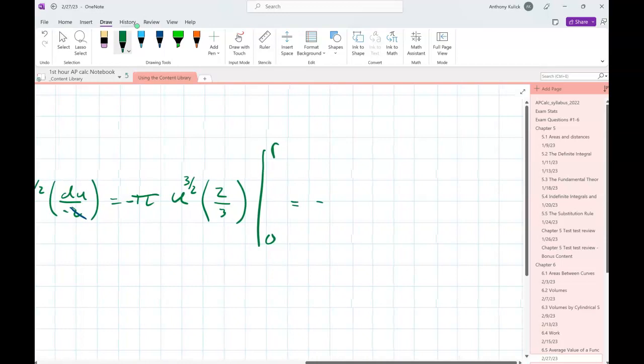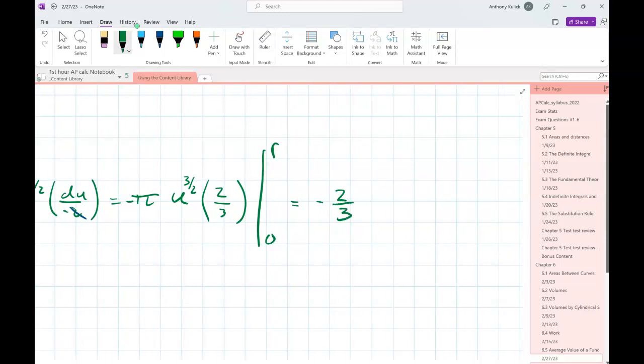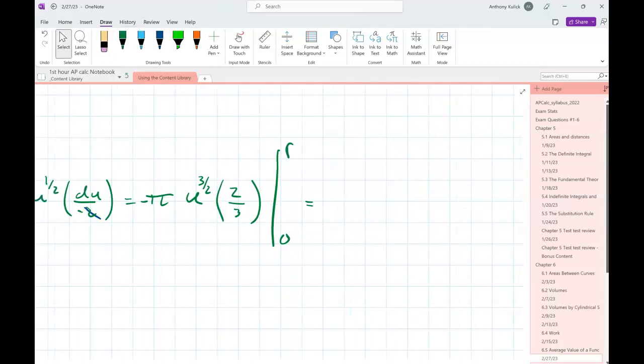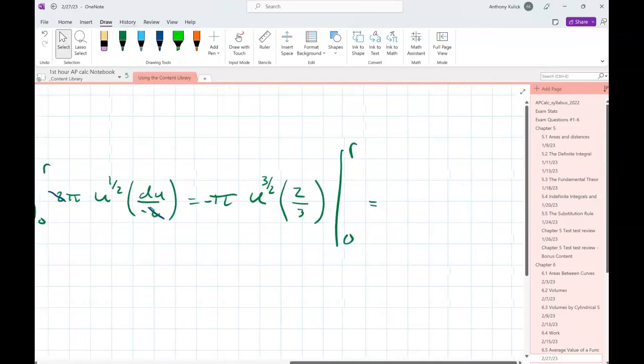And I don't like what's happening here. So we have negative 2/3 pi, and then we have r to the 3 over 2 minus 0. And that's not right. What's up? Oh, yes. Thank you, Mackenzie. Yeah. So we forgot to do that. Let's just do it now here before.